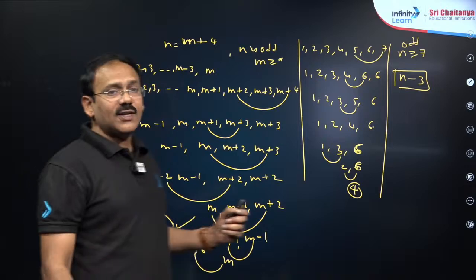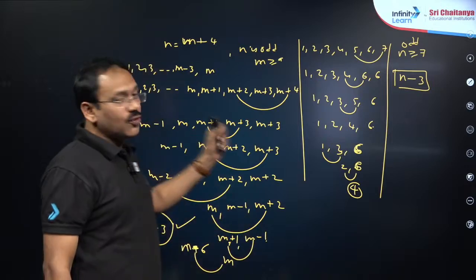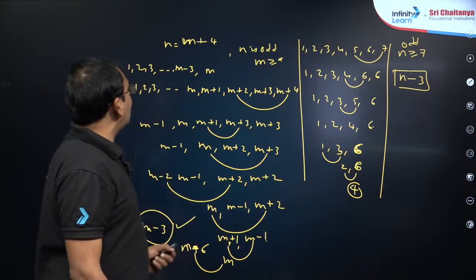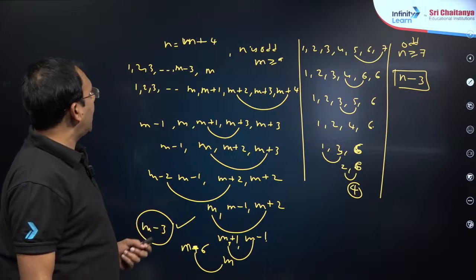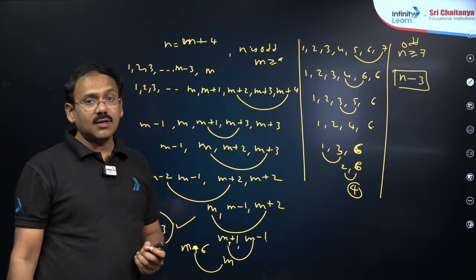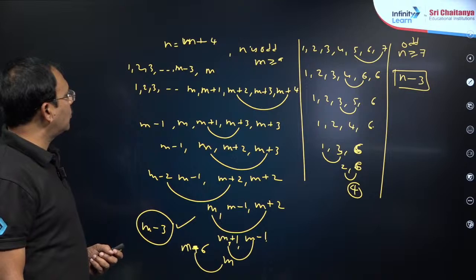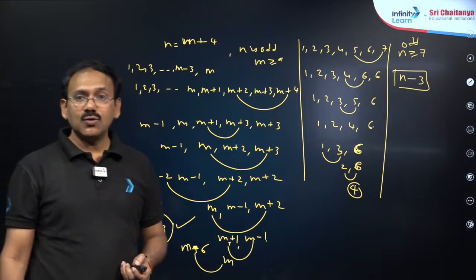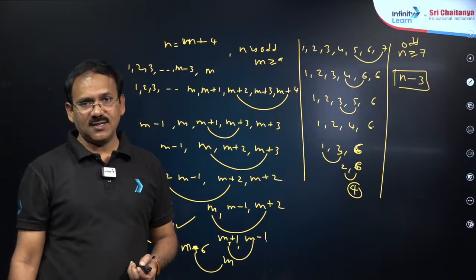So I can say, my dear friends, with this observation, n is equal to 5 is one case, and all the other cases where m plus 4, m is odd number and m plus 4 greater than or equal to 9 cases, you are going to get successful attempts, dear students.